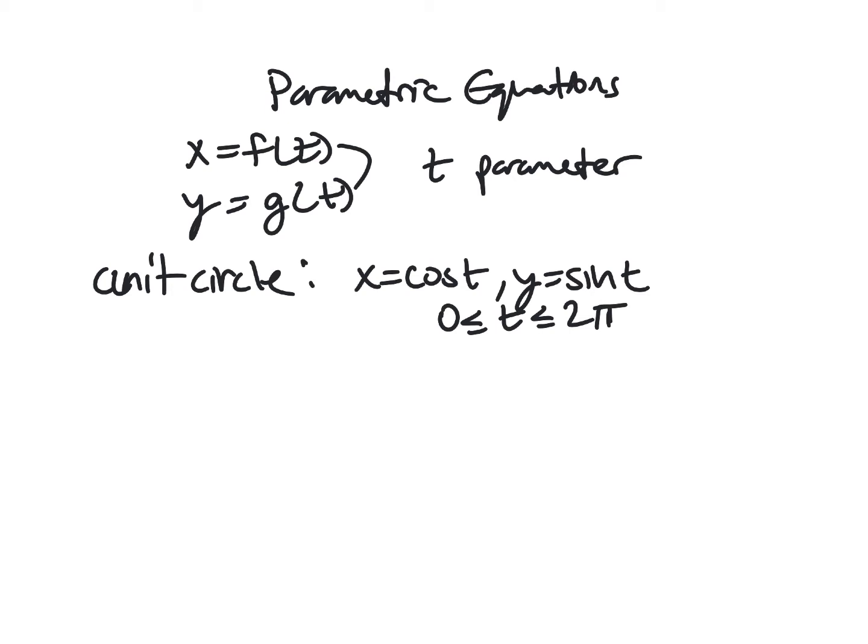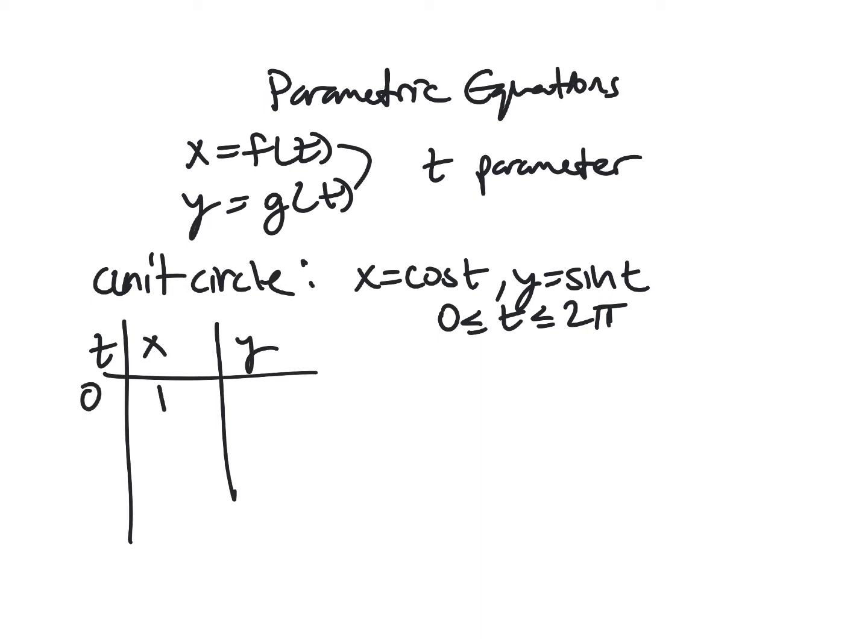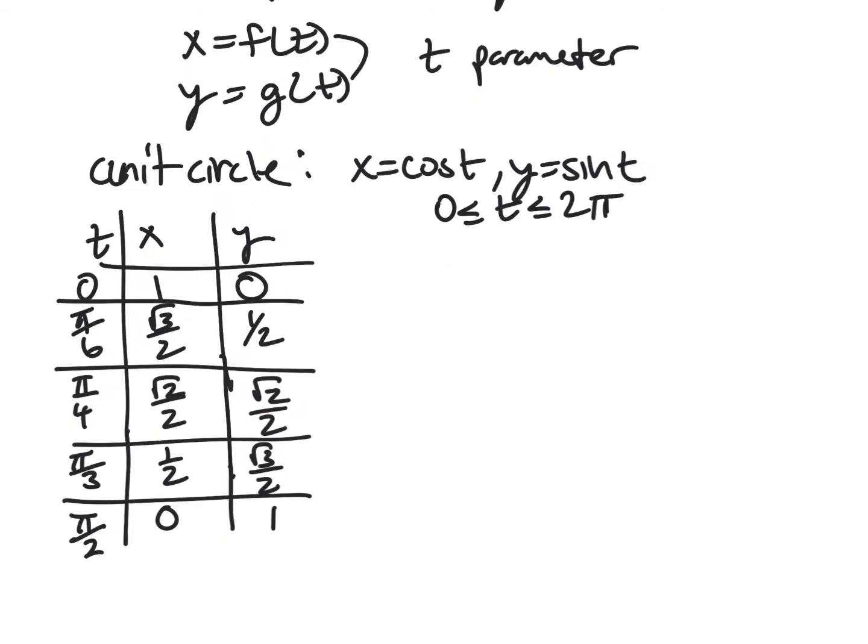And so when we're graphing these things, we should graph for different values of t and then just look at what the x and y coordinates are going to be, right? So when t is 0, I've got cosine of 0, which is 1, sine of 0 is 0. At pi over 6, we have root 3 over 2, and we have 1/2 for y. And now we can graph this in the xy plane.